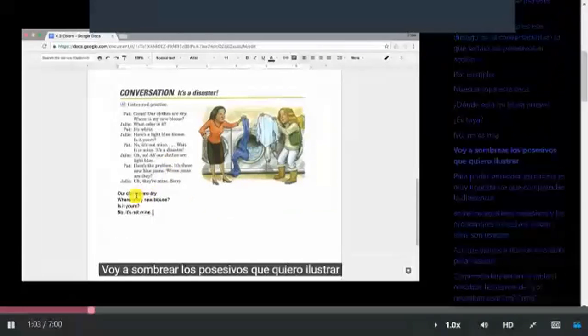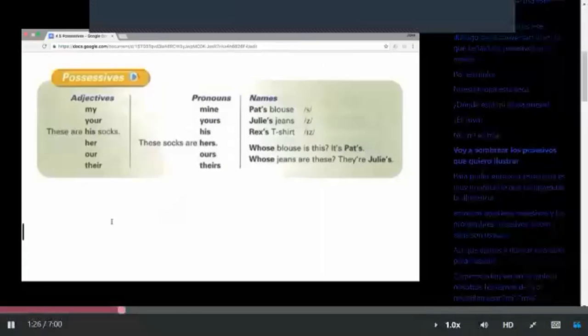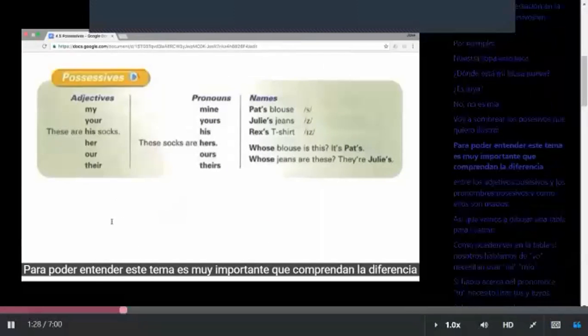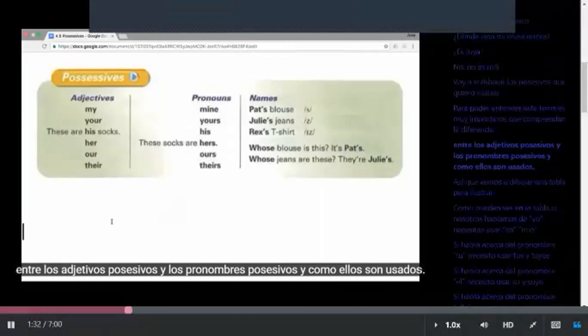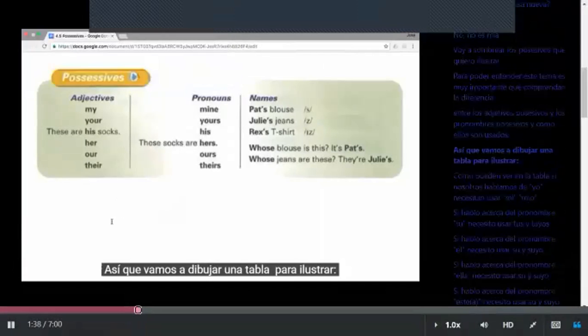I'm going to go ahead and highlight those possessives that I want to emphasize. In order to understand this topic, it's important that you understand the difference between possessive adjectives and pronouns and how they are used. So I'm going to draw a little chart to illustrate that.